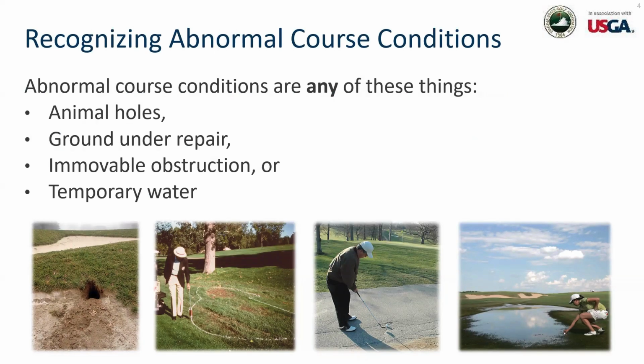Now, in the first 2 weeks, I think both presenters, Kent and Josh, mentioned the definitions and how important they are for the rules of golf. And this is really a good example of how the definitions can help you within the rules book. Abnormal course conditions is a defined term, but if you do go to that, you'll see exactly what's on this screen. There are these four different situations: animal holes, ground under repair, immovable obstructions, and temporary water.